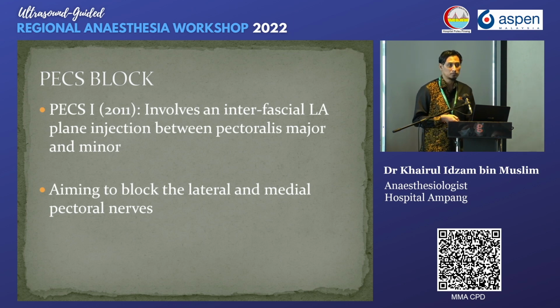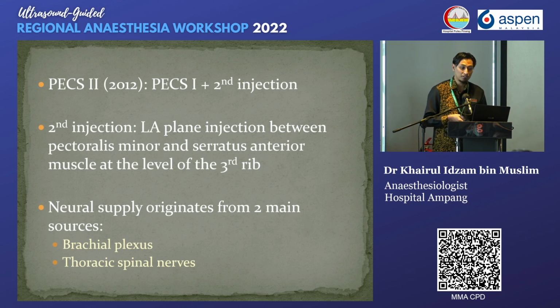Blanco in 2011 described PECS 1, which involved an interfascial LA plane injection between pectoralis major and minor, aiming to block the lateral and medial pectoral nerves. One year after that, in 2012, Blanco described PECS 2, which is PECS 1 plus a second injection. The second injection is an LA plane injection between pectoralis minor and serratus anterior muscle at the level of the third rib.